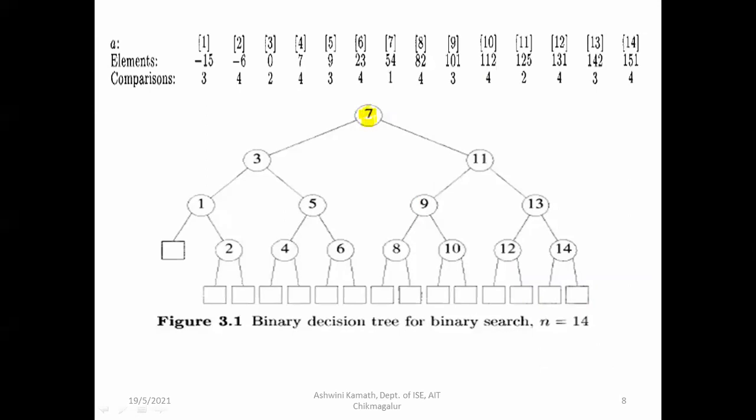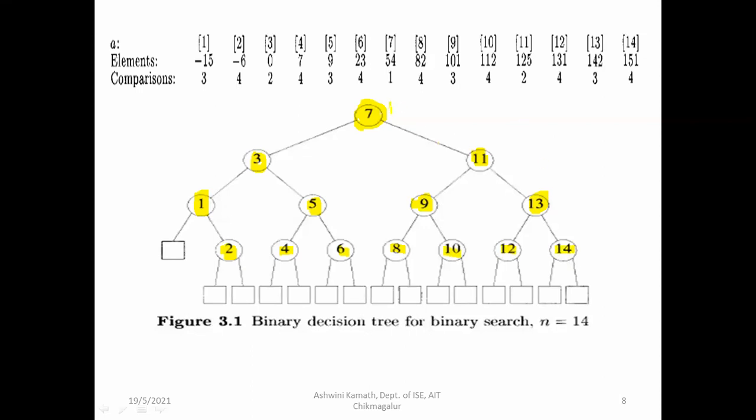So if you find the element at position 7, it is 1 comparison. If you find the element at 3 or 11, you need 2 comparisons. If you find the element at 1, 5, 9 and 13, then you need 3 comparisons. When you find the elements at 2, 4, 6, 8, 10, 12 and 14, you need 4 comparisons. So how to count that?